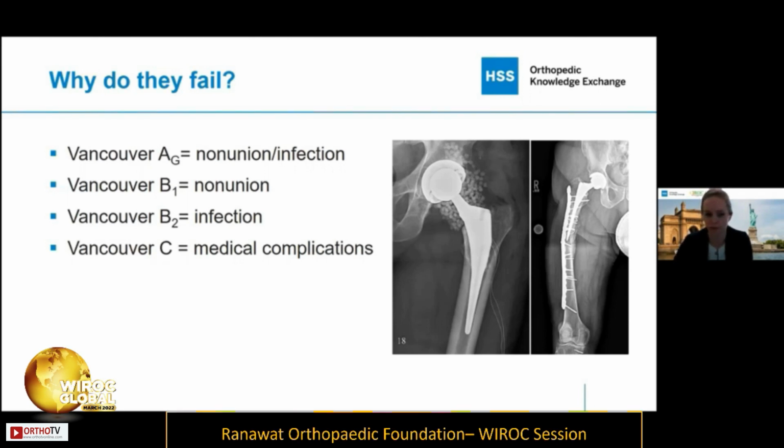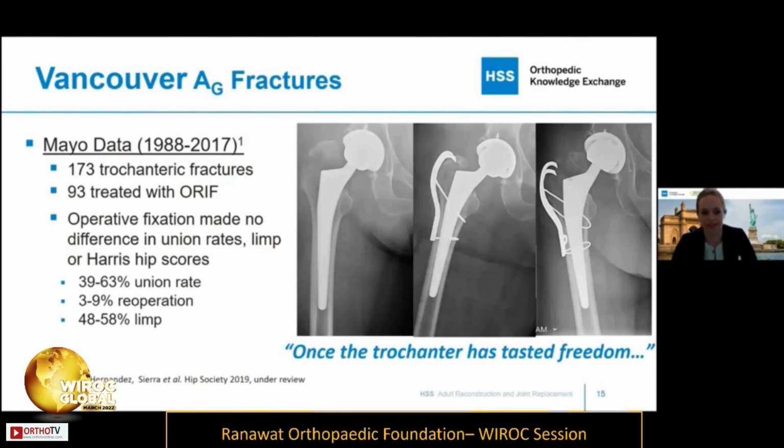Those are an elderly group with a lot of medical complications. While you can get them to heal, and they may not have the most orthopedic problems, they do have a lot of medical comorbidities and complications in the hospital to keep note of. So like I said, the greater troch data is very sobering. This is out of Mayo. This hasn't been published yet, but this is 170 or so trochanteric fractures, very high non-union rate, very high limp rate.